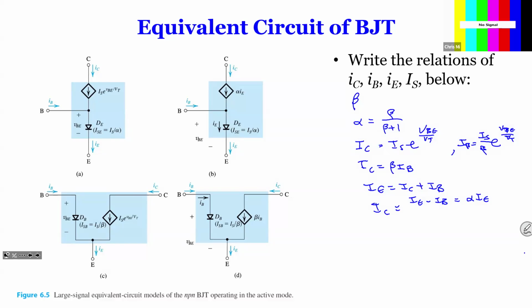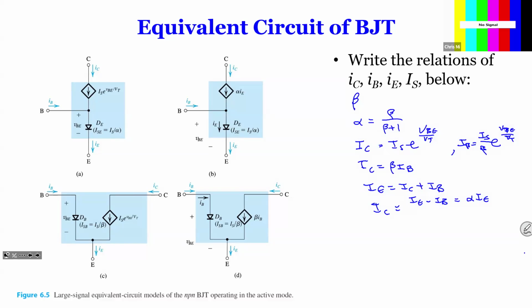Now, using all these equations and maybe even the equivalent circuit, we can solve for different variations of a BJT circuit. And that's exactly what we're going to do over the next couple of lectures. Just like we did in MOSFET, we're going to go through different examples and different variations and combinations so that we understand how BJTs work.